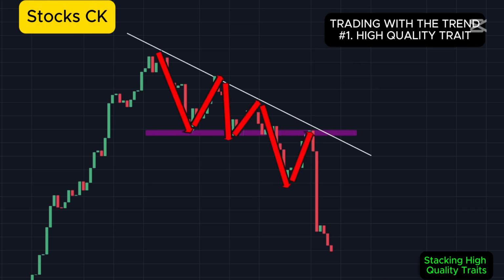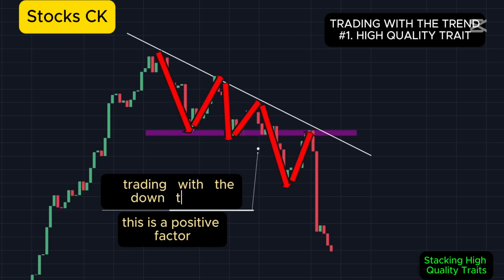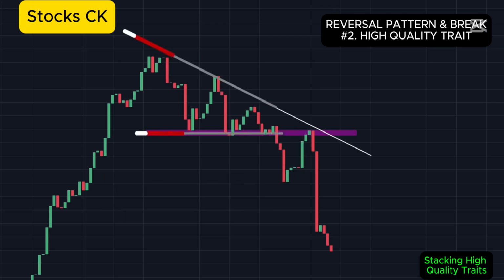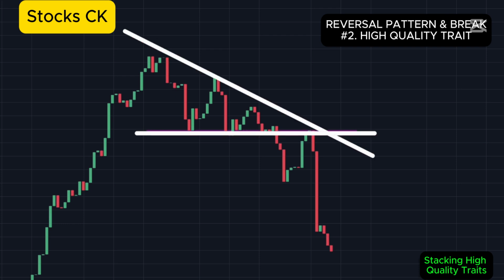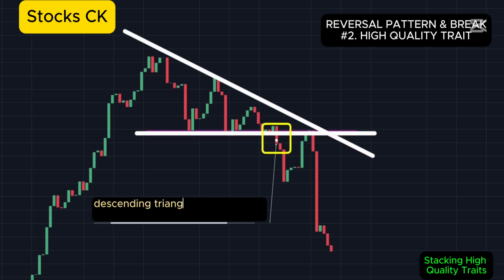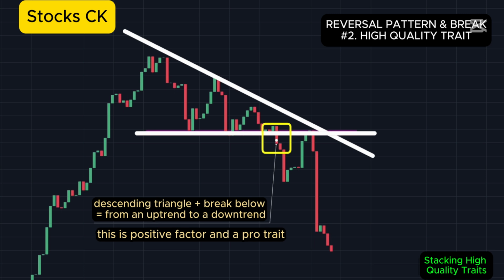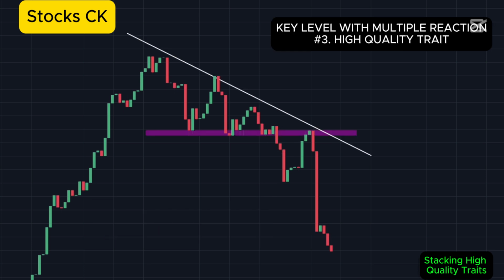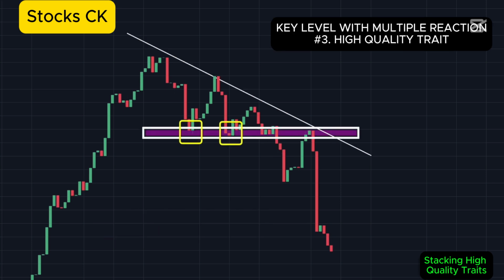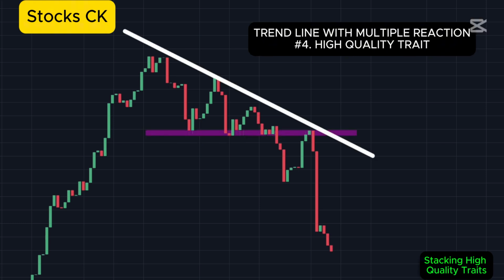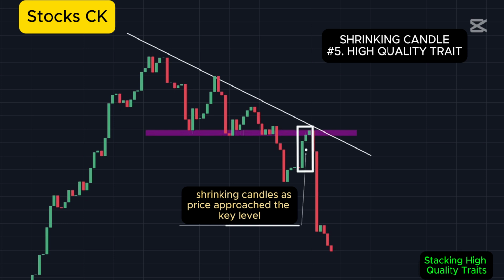First, you have a clear downtrend with lower highs and lower lows, so you would be trading with the downtrend. This is a positive factor. Second, you add a descending triangle pattern, followed by a break below, seemingly a trend reversal from an uptrend to a downtrend. Third, you're at a key level with multiple recent reactions. Another great factor. Fourth, you're at a trend line with multiple recent reactions. Another great factor. Fifth, you have shrinking candles as price approached the level, showing momentum loss.